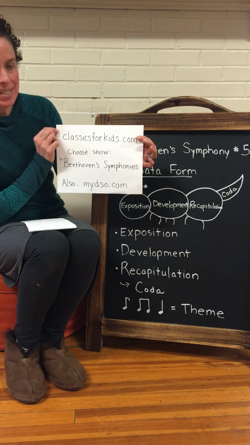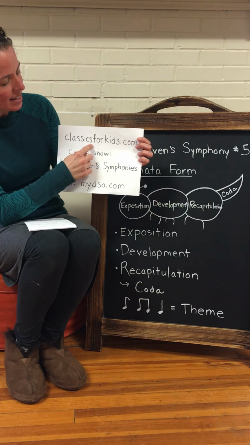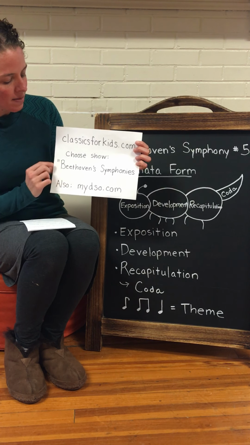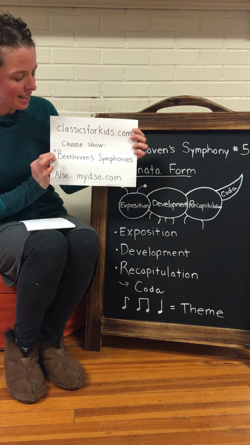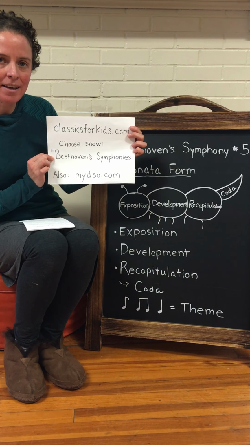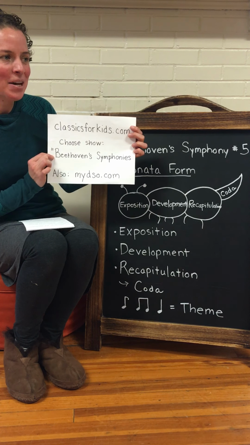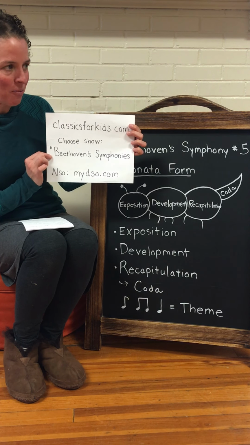It's called Classics for Kids. You can go to classicsforkids.com and then you choose the show that is called Beethoven's Symphonies. If you haven't yet done that, please pause and go and do that right now.